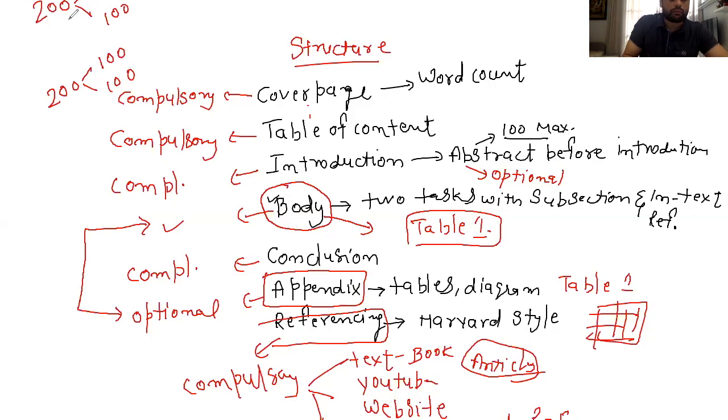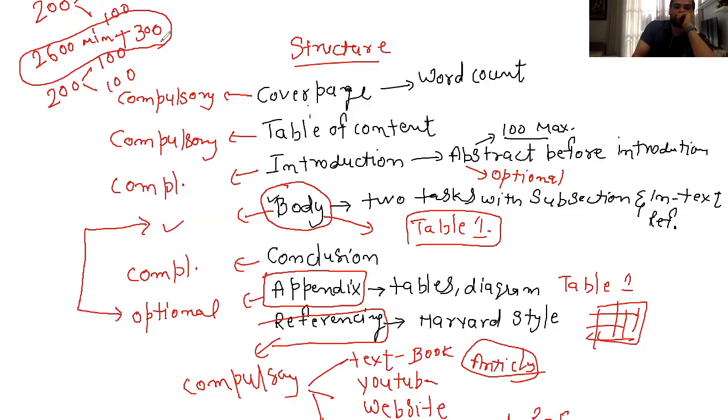Still you have a minimum of 2,600 words available, maybe more than that, actually plus 300 too. So 2,900 words you still have left for your assignment body. If you are showing an abstract, then 2,800 here and 100 for the abstract, as I said, all right?